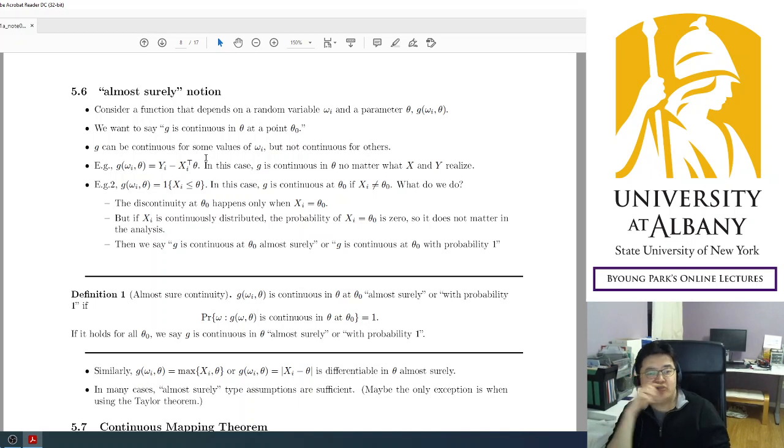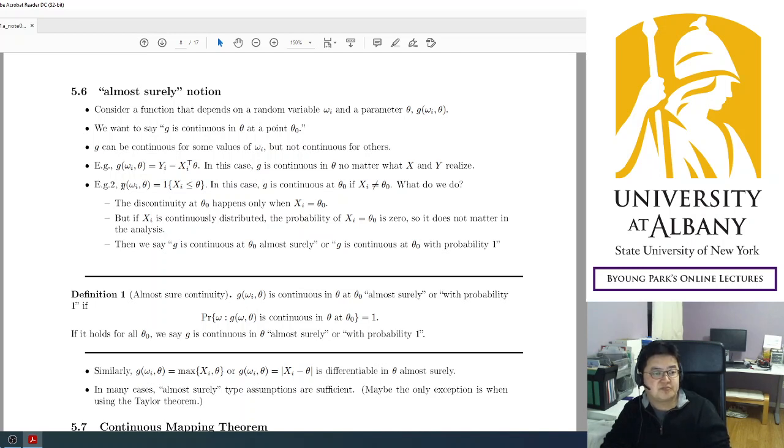So for example, let's think about a function g, which is simply a kind of linear regression residual, so y and x are random variables, and theta is your coefficient parameter. In this case, the function is continuous in theta no matter what x is. Even if x is 0, still it is continuous because it's flat. So it does not depend on x and y.